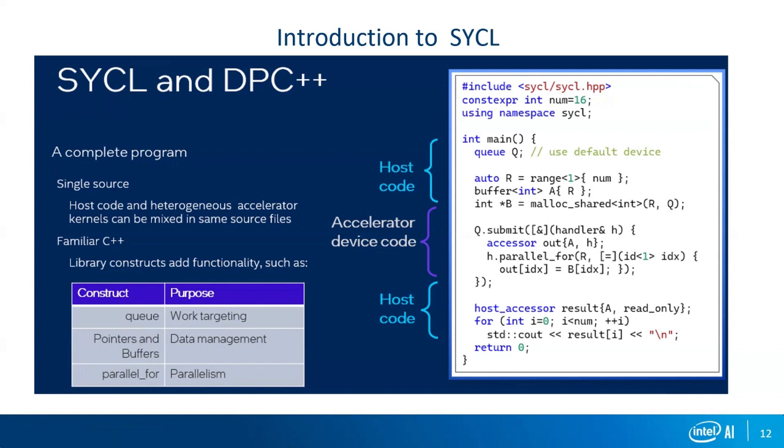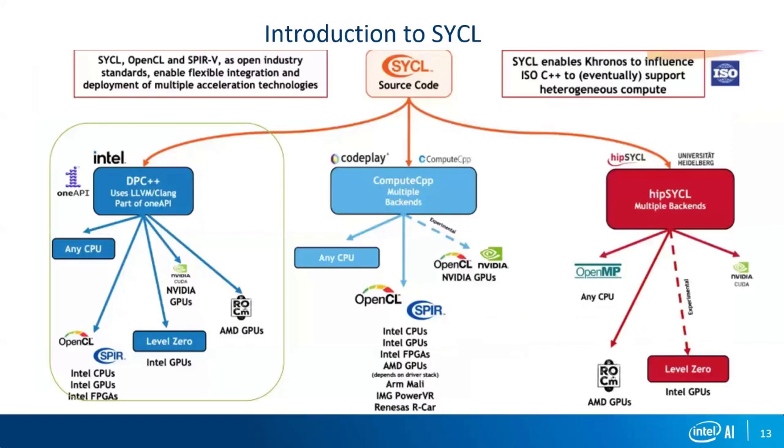So there are three paradigms. One is the command queues, which is the task scheduler or the orchestrator. We have the pointers and the buffers. Let's think of it like a memory. And then you have the parallel for, which is, I would say, the asynchronous task, the core concept of heterogeneity in the case of parallelism.